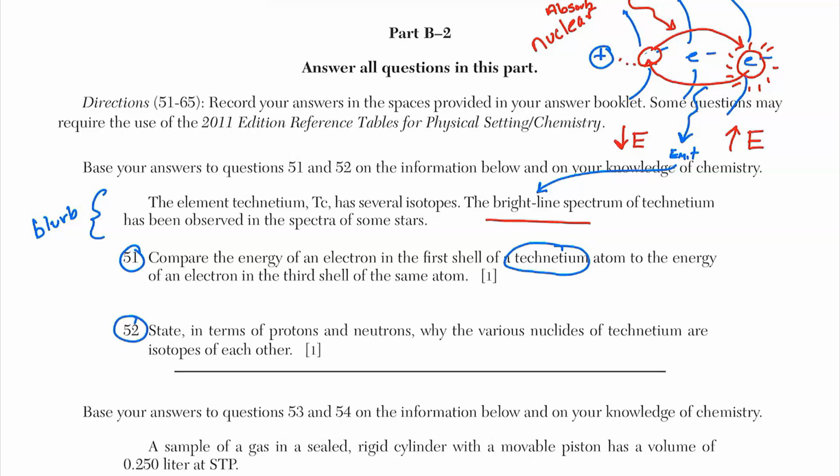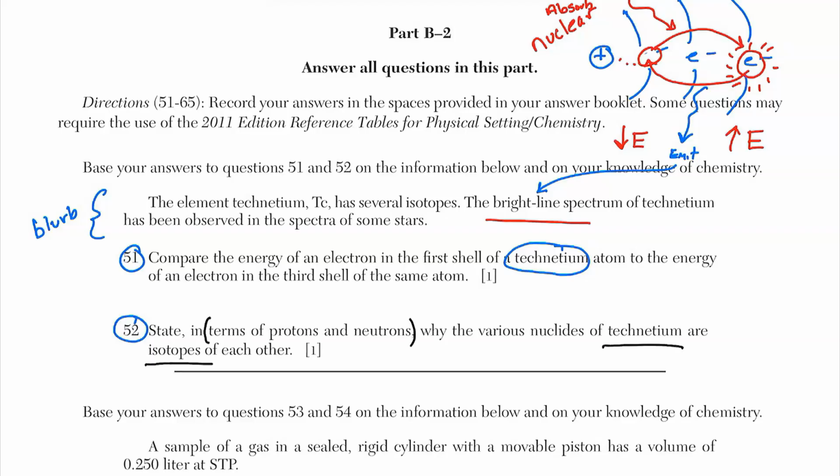Number 52. State, in terms of protons and neutrons. Remember, it's really important to answer your question as they are directing you to. So remember, answer this in terms of protons and neutrons why various nuclides of technetium are isotopes. You've got to know your isotopes. Okay, now again, they have a blurb here, but it's really about isotopes. Why do various nuclides of technetium, or any other element, have isotopes?